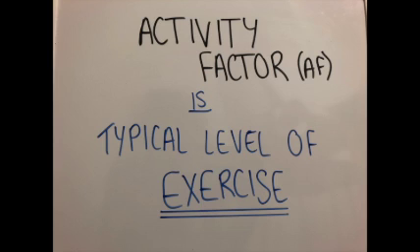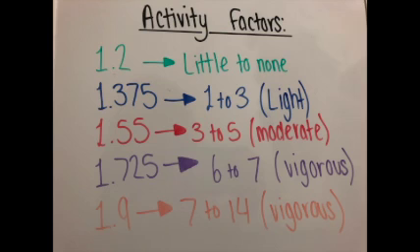This is the typical level of exercise per week. There are 5 levels of activity factors. The first one is little to none, which is 1.2. The second is 1 to 3 times light exercise of 1.375. The third is 1 to 5 times of moderate exercise of 1.55. The fourth is 6 to 7 times of vigorous exercise. This is times by 1.725.